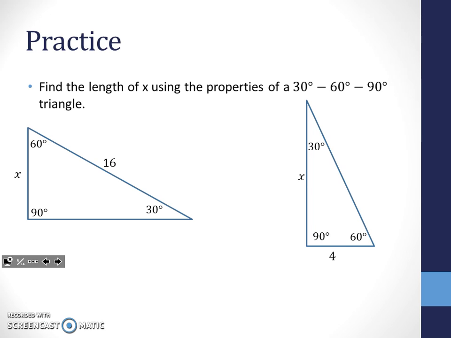Practice. I've got my hypotenuse is 16, and they're asking me to find my short leg. Well, the relationship between those is your hypotenuse is twice the short leg. So that would mean that my x would have to equal 8. 8 times 2 gives me 16. Other example over here, they give me my short side is 4, and they're asking me to find the long side. So remember the relationship between those is your short side times square root of 3.